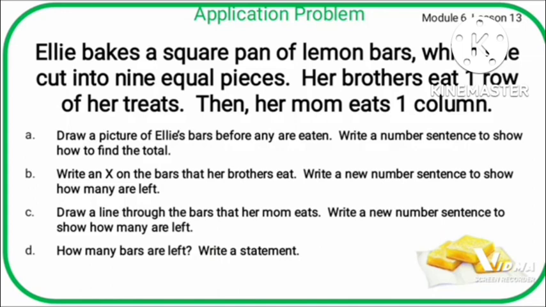Now, cross out the ones the brothers ate. The brothers ate 1 row of our treats. If you remove 1 row from 3 rows of 3, you have 2 rows of 3. That is 6. If the mother eats 1 column, there will remain 2 rows of 2. 4. Try and draw it and see the picture.